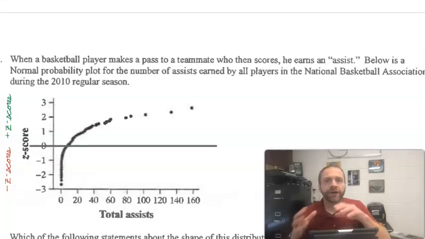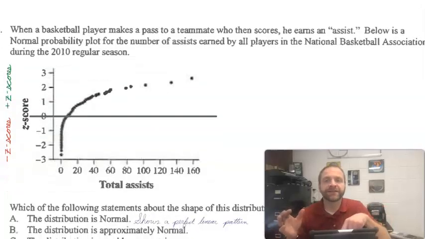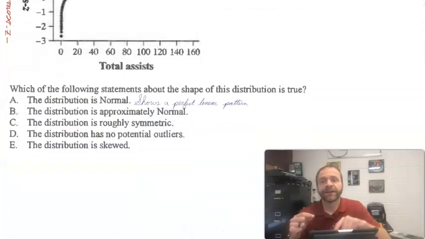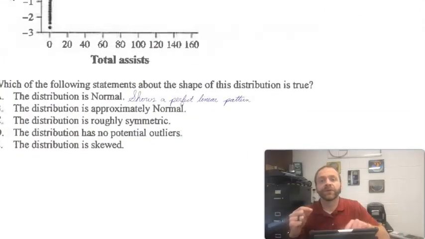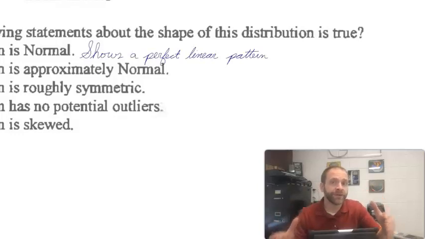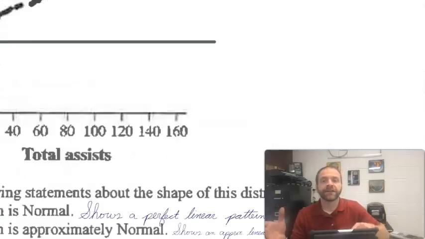Now, one thing to know about normal probability plots is that if it is normal, and look at choices A and B here. A says the distribution is normal. B says the distribution is approximately normal. And it's really important to keep that in mind because those are two different ways of saying it. And I'll just zoom in on that part. To be normal, if I say normal, I mean a perfect normal distribution. Now, a perfectly normal probability plot shows a perfect linear pattern. I mean, every point has the same rate of change, a perfect linear pattern. An approximately normal distribution shows an approximately linear pattern.